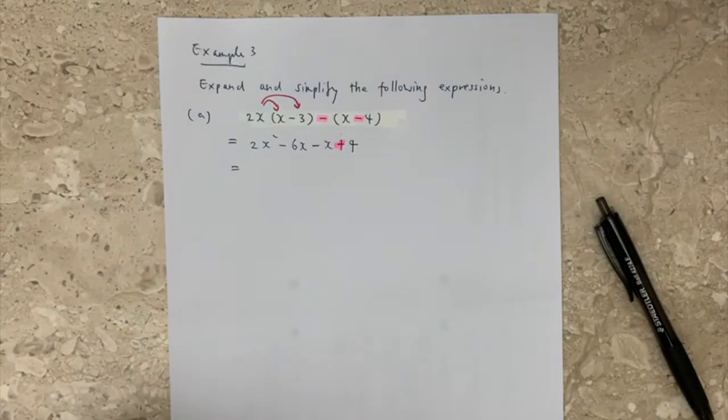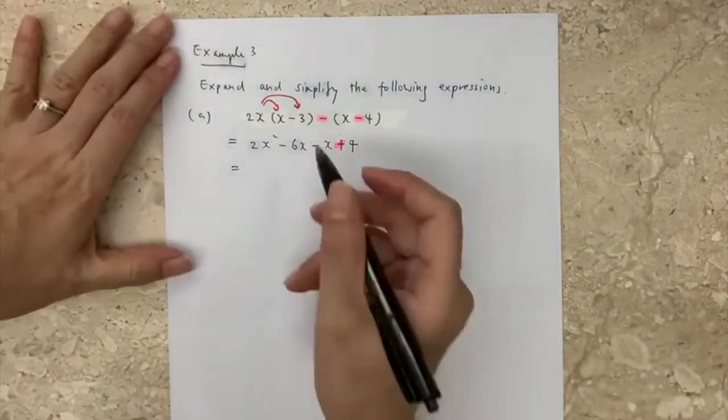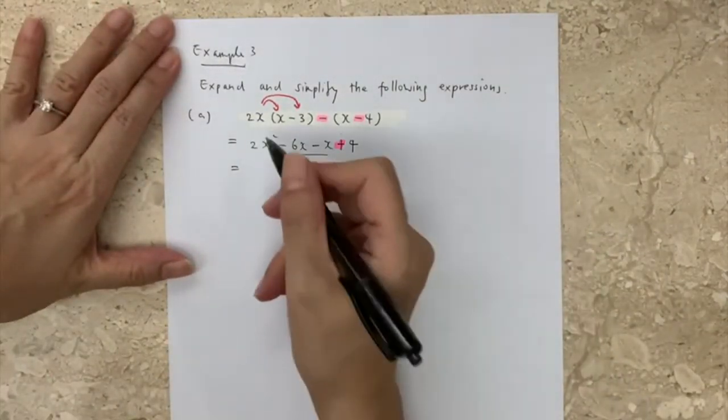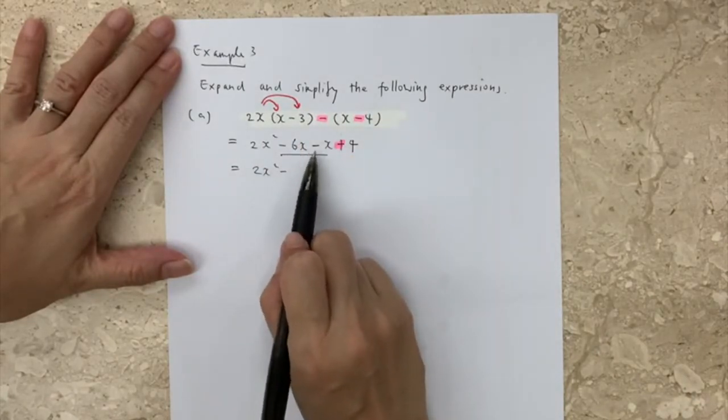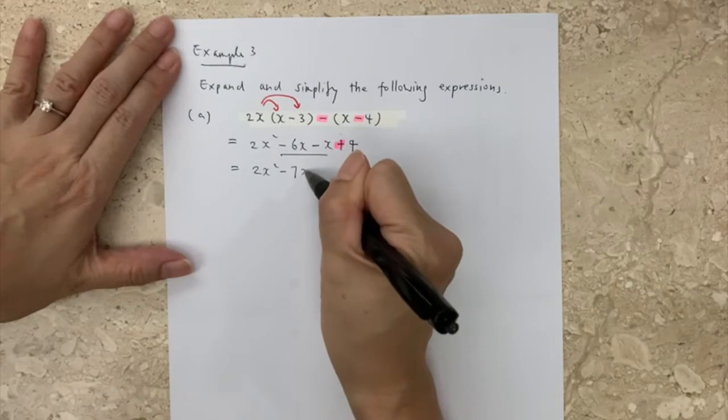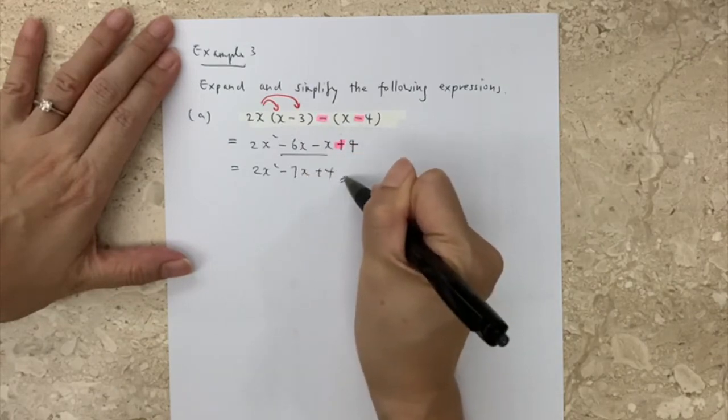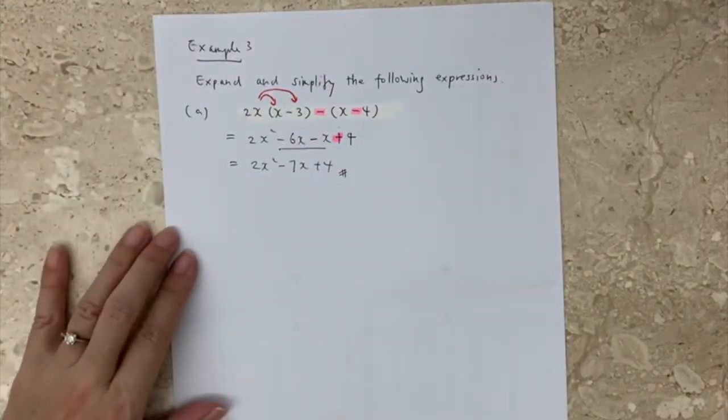Okay, so what is the final answer? I need to group these two together. So I have 2x squared, minus 6 minus 1, so minus 7x altogether, and then plus 4. Okay, so this is A.